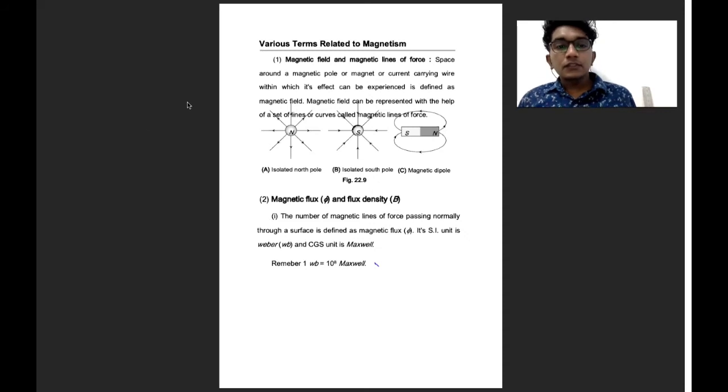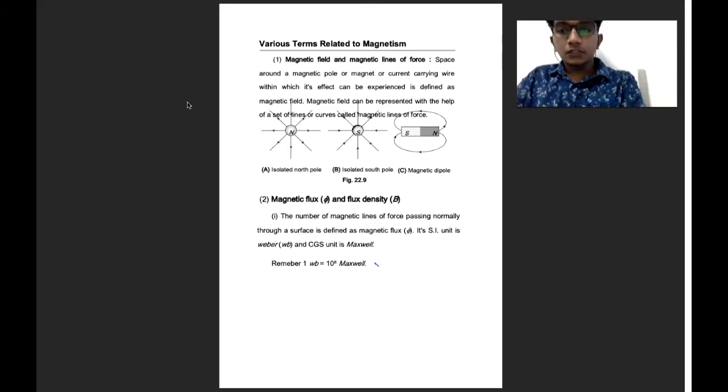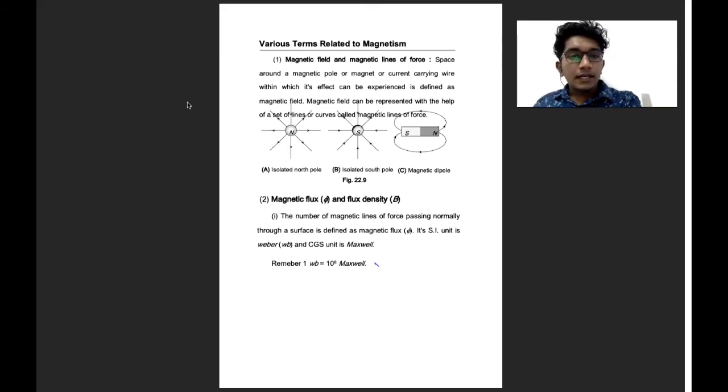Hi everyone. So now we are going to discuss various terms related to magnetism. The first one is magnetic field or magnetic lines of force. The space around a magnetic pole, a magnet, or a current carrying wire within which its effect can be experienced is defined as the magnetic field.